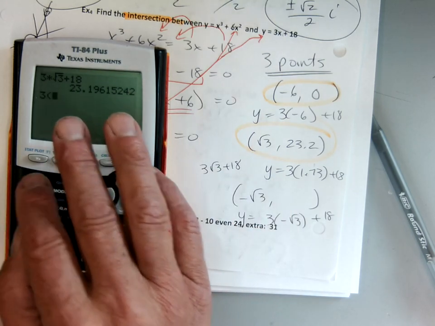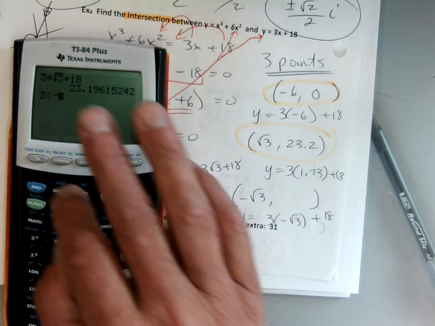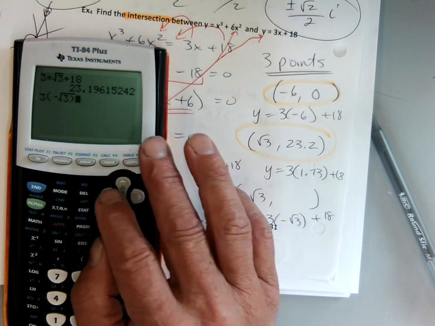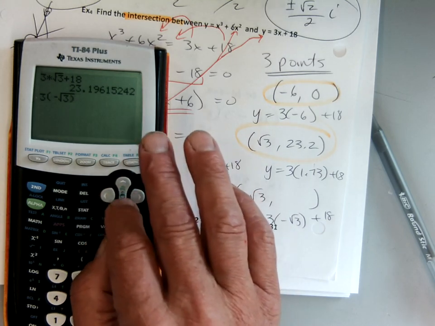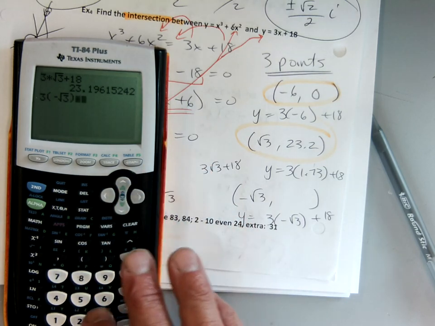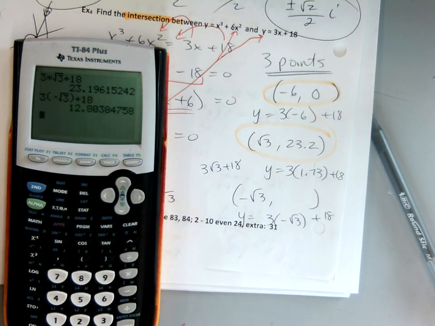Oops, hold on. Negative square root of 3. Hold on, let me go back. Delete. Parentheses, plus 18. And I get an answer of about 12.8, okay?